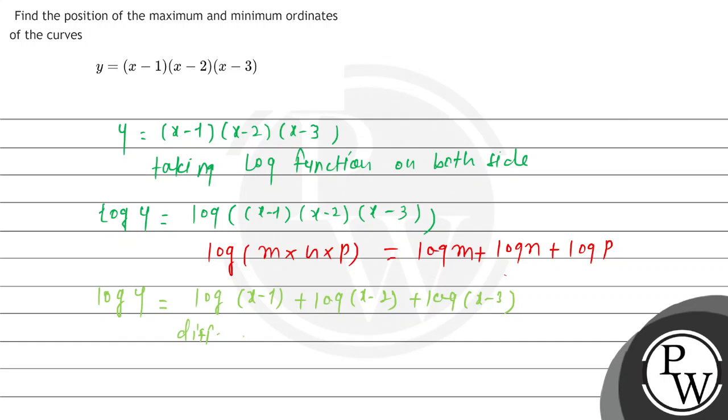Let's differentiate. The differentiation of log y is 1 by y, but here we are differentiating with respect to x, so there will be one more term, that is dy/dx. Now we differentiate the right side. The derivative of log (x - 1) is 1/(x - 1) into 1, and differentiation always follows the distributive law, so it is distributed through all the terms. Here we get 1/(x - 2) into 1 plus 1/(x - 3) into 1.